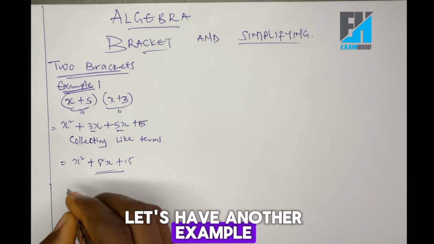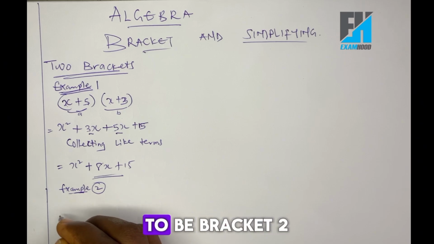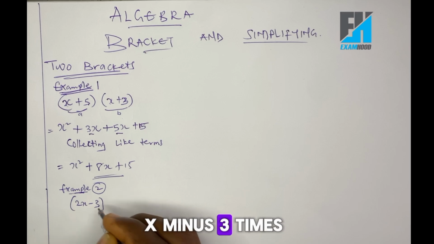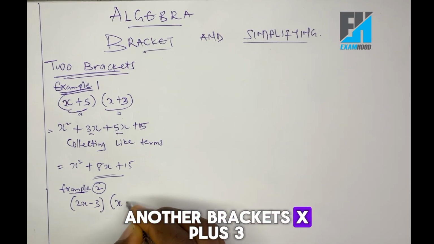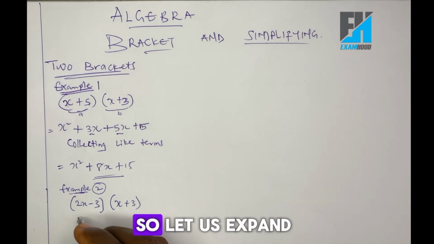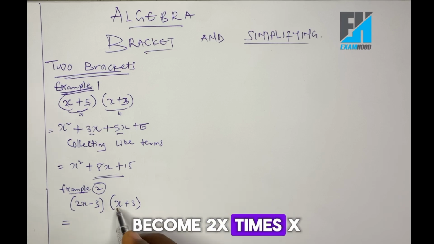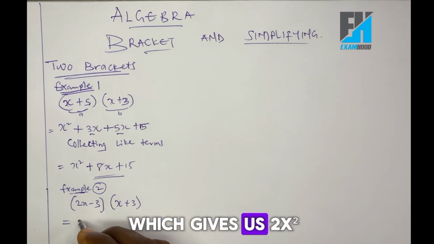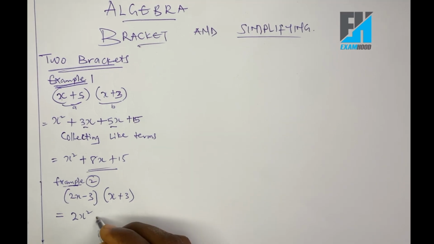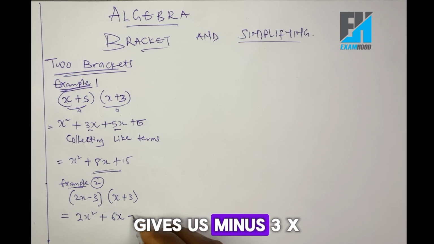Let's have another example. Example 2. So we have this to be bracket 2x minus 3 times another bracket x plus 3. So let us expand, let us distribute that. We have it to become 2x times x, which gives us 2x squared, 2x times 3, which gives us 6x, minus 3 times x gives us minus 3x.